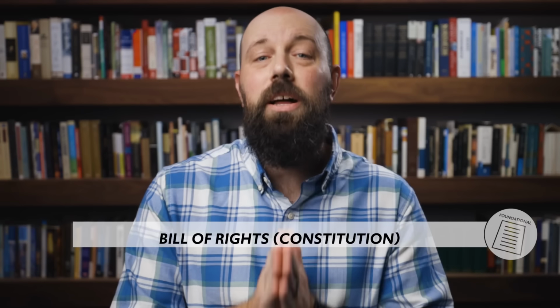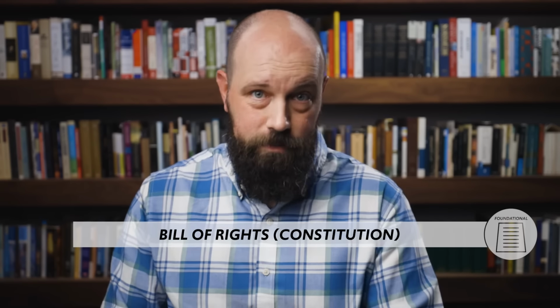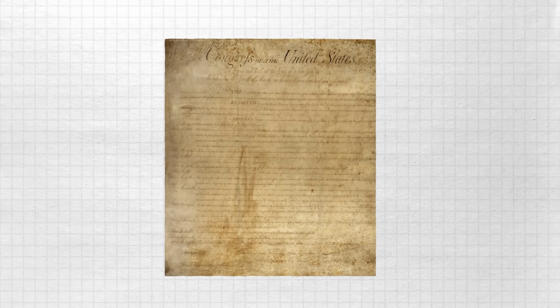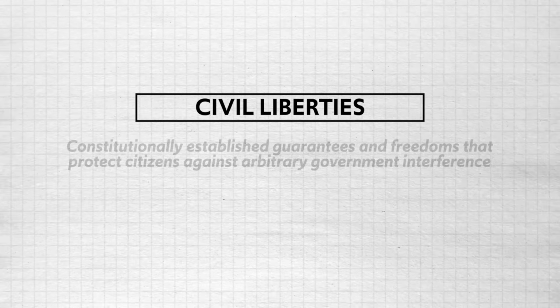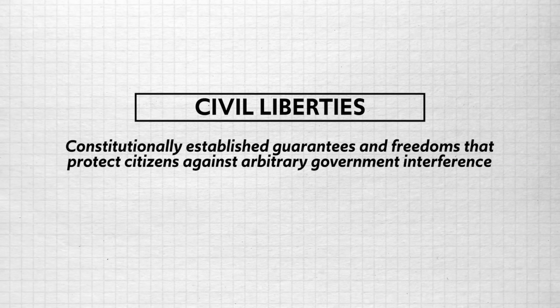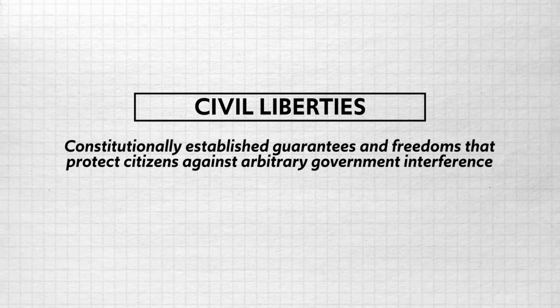Okay, so the Bill of Rights. What is it and where did it come from? Well, the Bill of Rights includes the first 10 amendments to the Constitution designed to protect civil liberties. And what are civil liberties? Civil liberties are constitutionally established guarantees and freedoms that protect citizens against arbitrary government interference. In other words, the Bill of Rights exists to keep Big Daddy government from getting all up in your business.